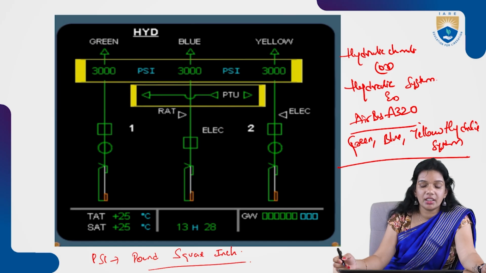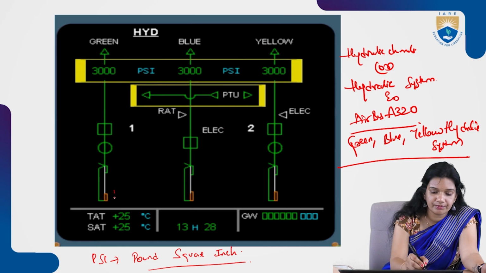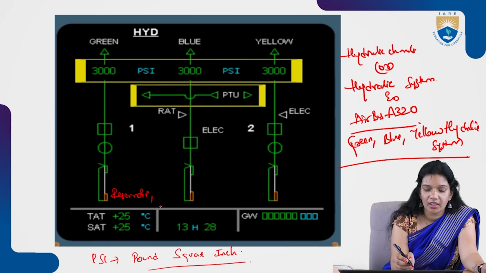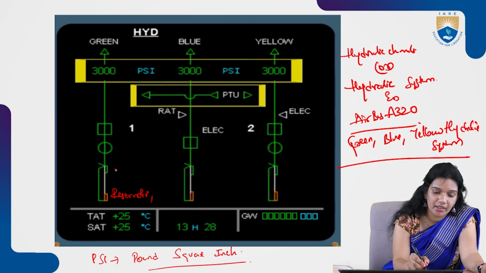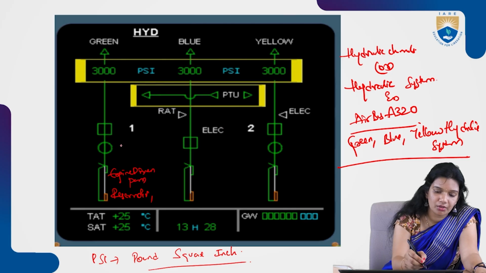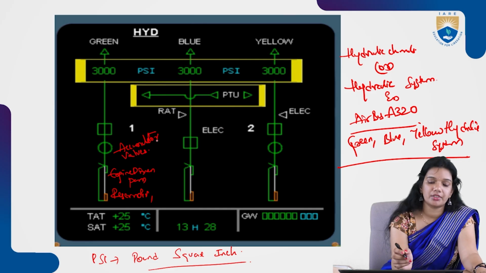So now in this green channel system, it has its own reservoir. These are driven by the engine-driven pumps. You have the accumulator. You have all different valves, right?